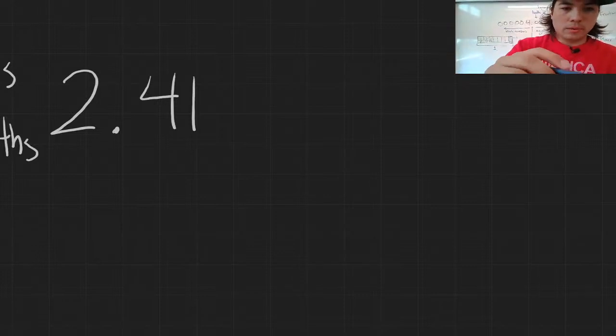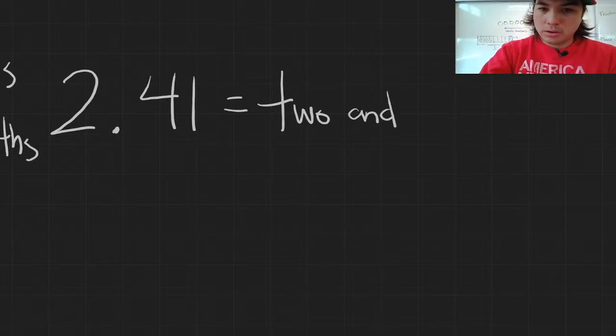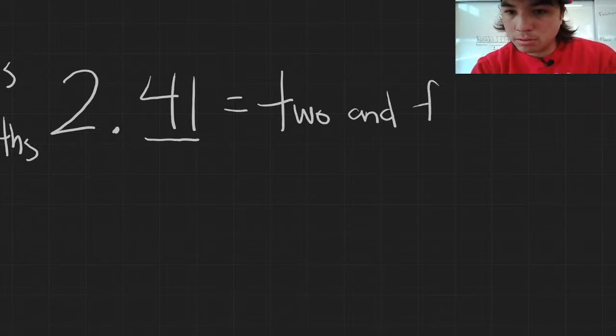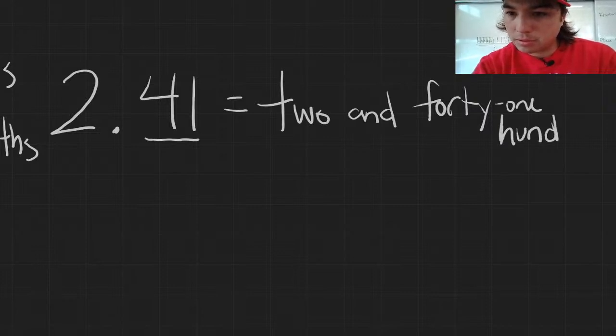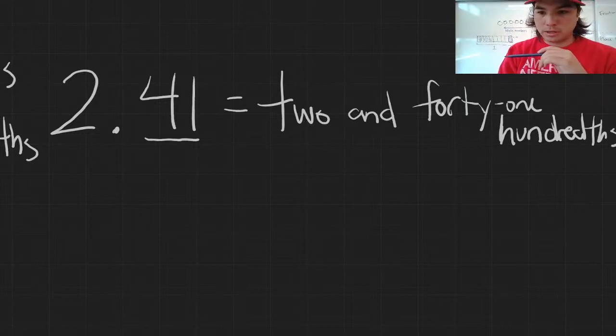Okay, so here's our whole number. We would say this is 2 and let's look at the number to the right. What number is that? That's 41. Hundredths, because it ends in the hundredths place. A little sloppy, but there you go. 2 and 41 hundredths.